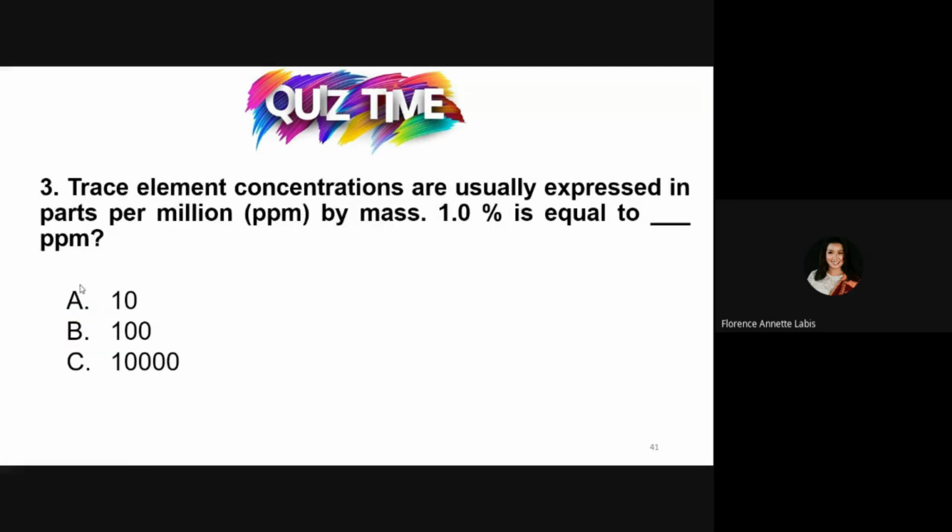Trace element concentrations are usually expressed in parts per million by mass, and 1% is equal to how many ppm? Is it 100? No, it should be 10,000. I hope your answer was correct. So if we convert, if you are given 0.1 weight percent, how much ppm is this?